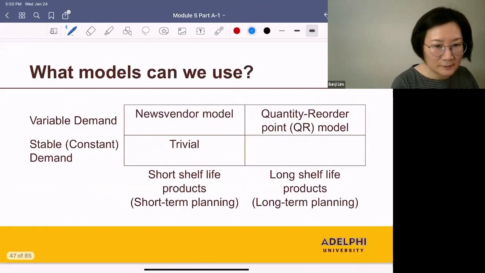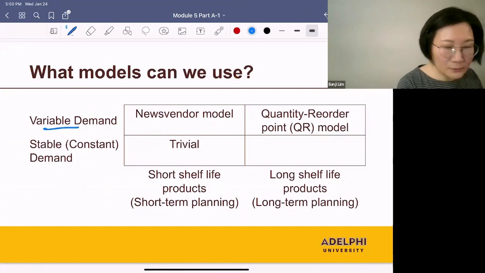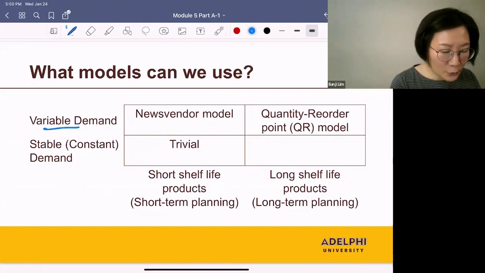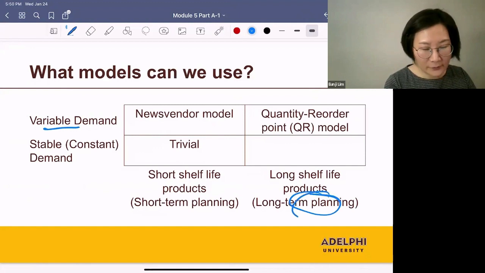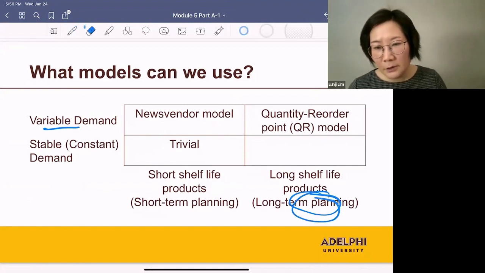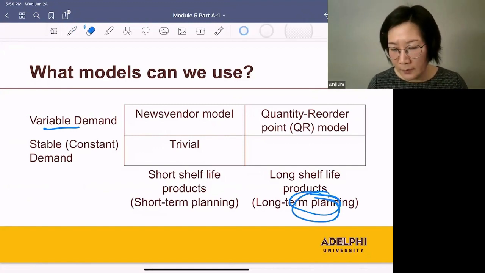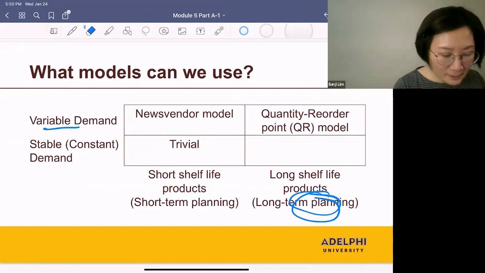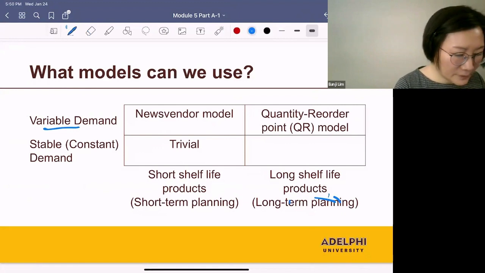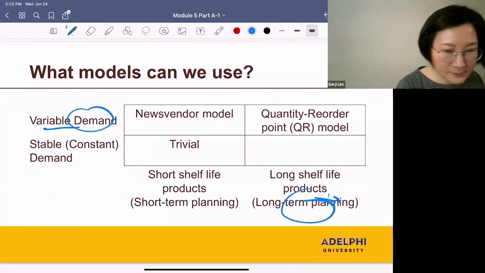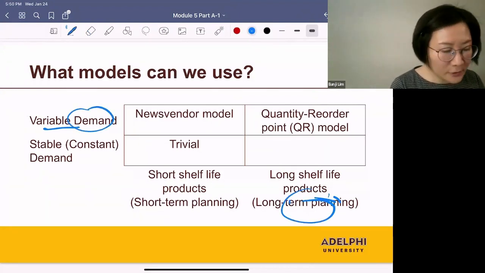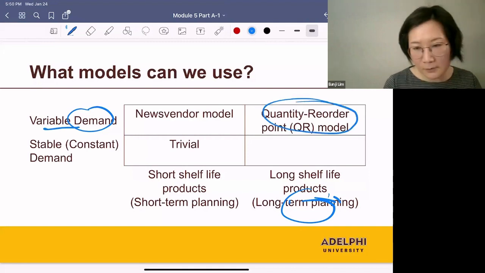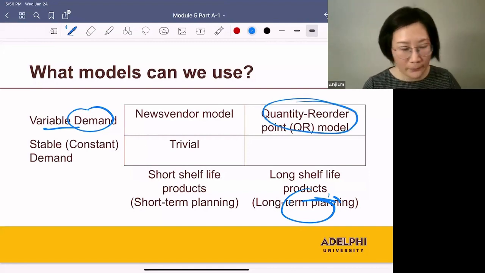Next, let's say demand is variable and we are planning for a long-term period. For example, you want to sell wooden tables. They have long shelf life, so it's a long-term planning and demand is variable. So in that case, we can use a model called the quantity reorder model, the QR model.